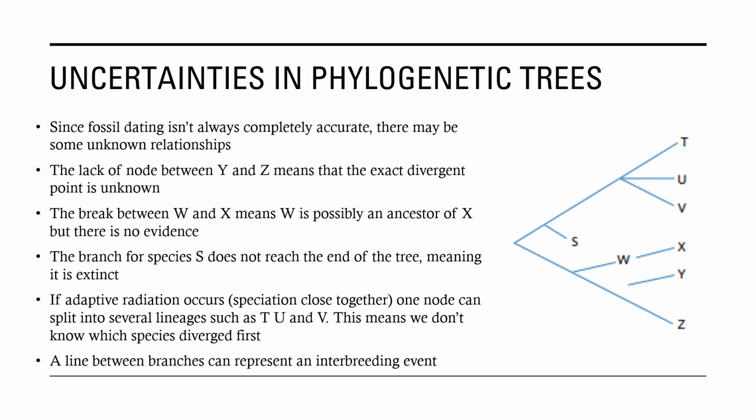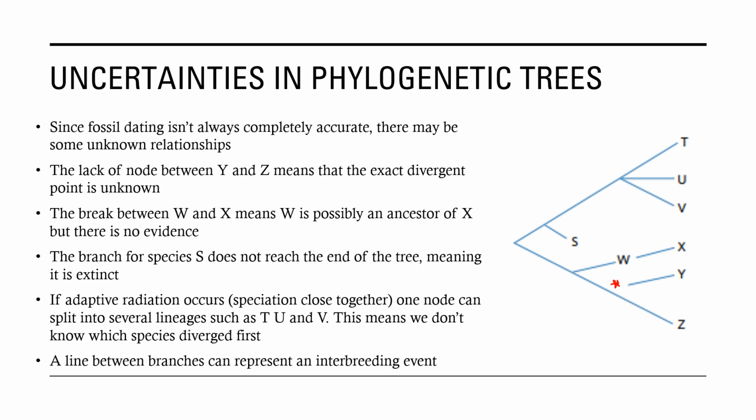So there's a couple of points in a phylogenetic tree that might look a little bit strange. Since fossil dating isn't always completely accurate, like if we're using relative dating, for instance, we're not exactly sure about a certain age, so we can sometimes be a bit uncertain about relationships. So you'll see that there is a lack of a node between Y and Z. Here we have not connected this with a node. What that basically means is that we don't really know what the common ancestor or the point of divergence was for these two species. So we're not exactly sure when Y and Z speciated, and we're not really exactly sure what species it was from either. So we can leave a little gap there to represent that.